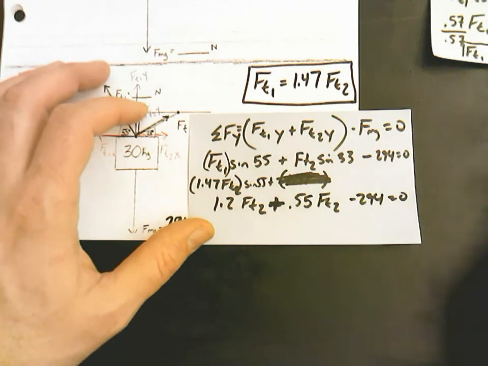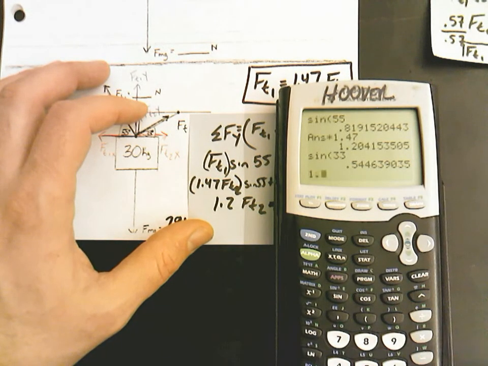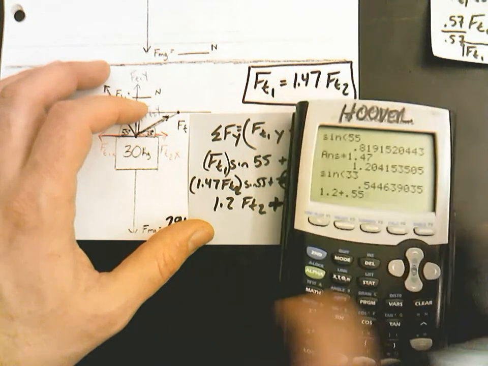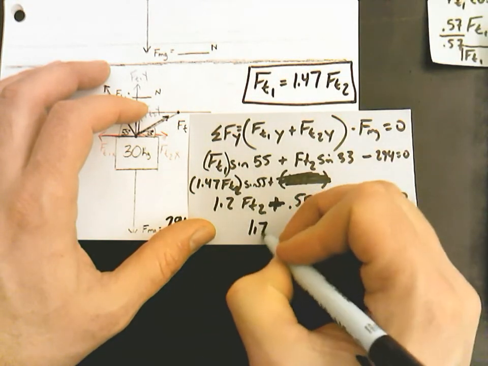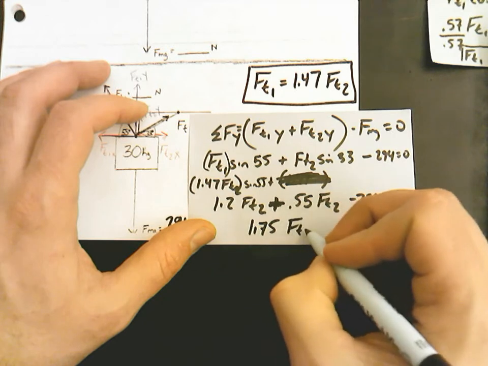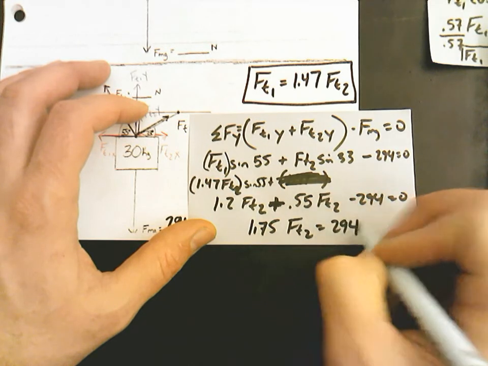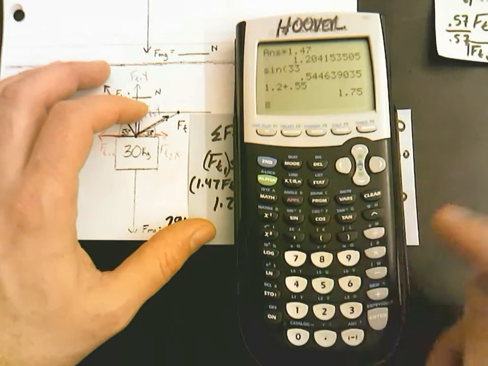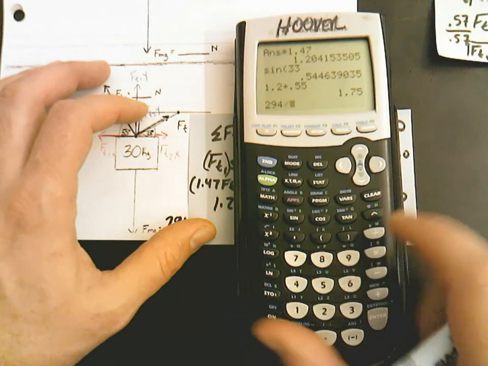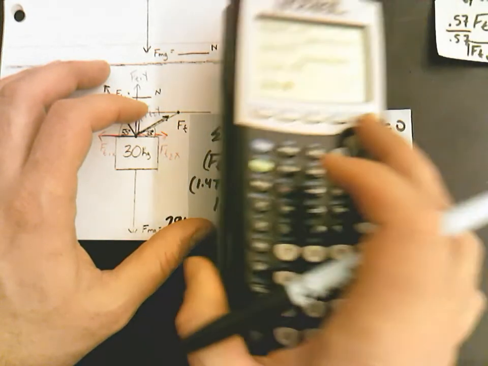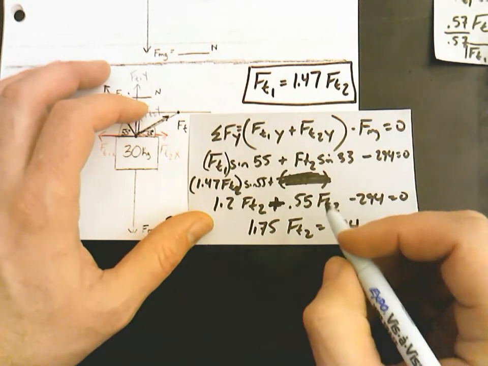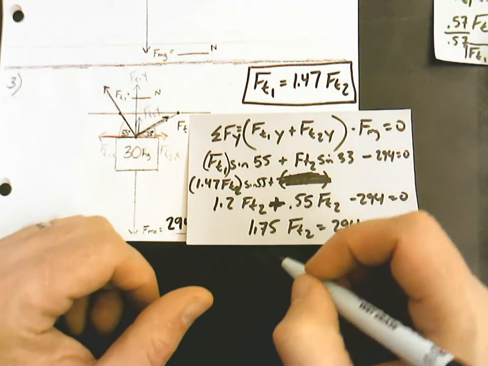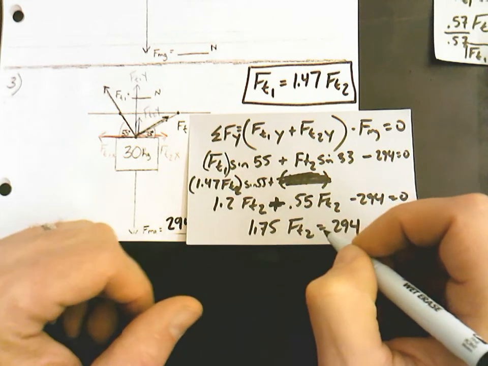So now what I want to do is add these two things together. 1.2 plus 0.55. A lot of rounding error here. We get 1.75. 1.75 FT2 equals 294. Then all I need to do is take 294 and divide by 1.75. That gives me 168 for FT2. So I found FT2 to be 168.